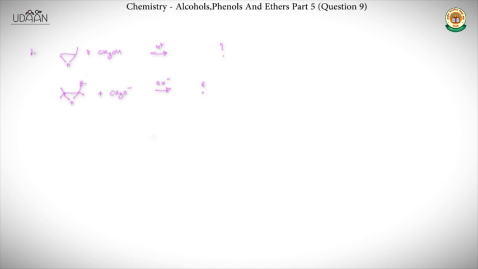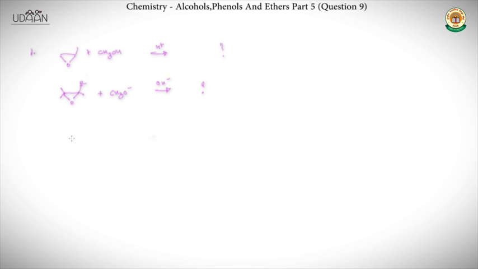Now we move to question number 9. In this question, a set of two different reactions is given to us. In the first reaction, the compound is treated with methanol in an acidic medium, while in the second reaction, a different compound is treated with methoxide in basic medium. We need to predict the products that will be formed in each of these reactions. So let us proceed with the solutions.